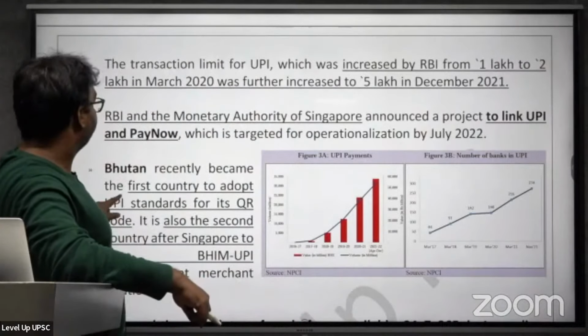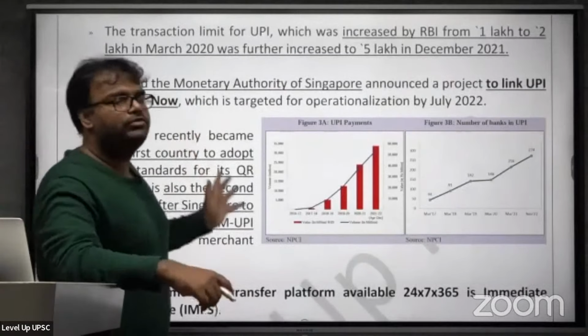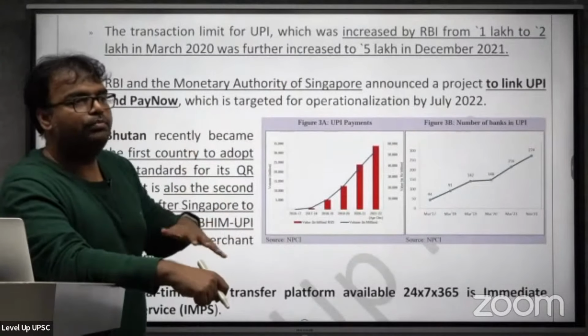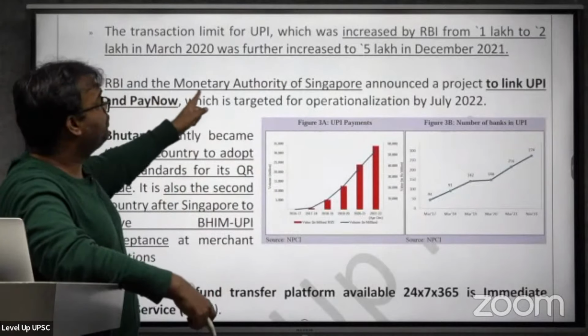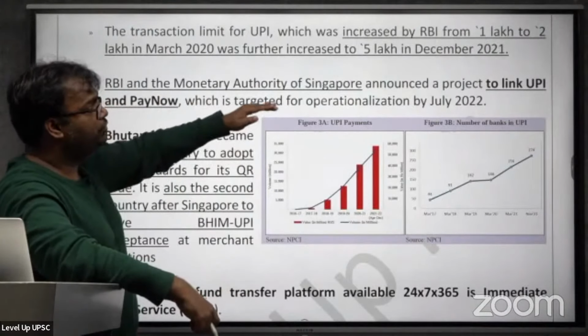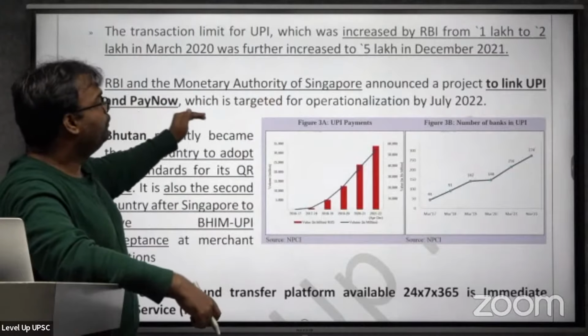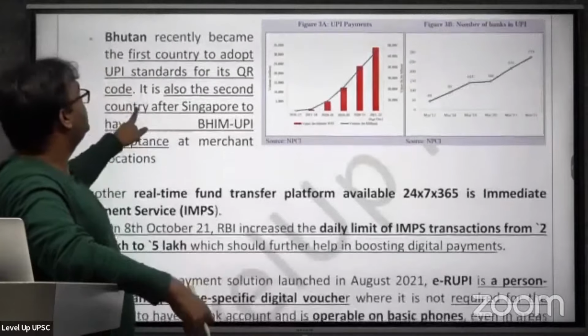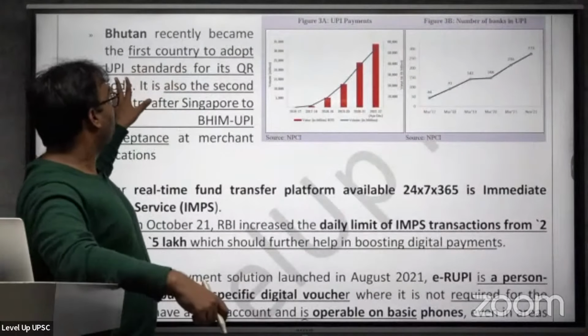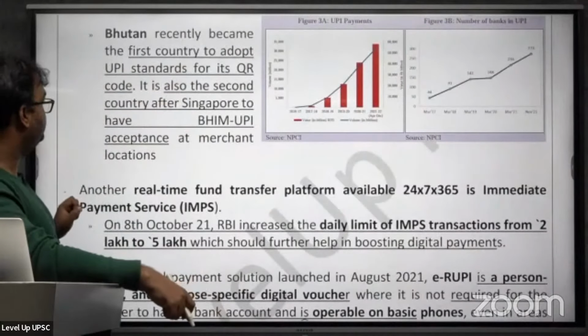In fact, UPI is also broadening its domain. It's now being used by other countries. For example, you would see that RBI and the Monetary Authority of Singapore have announced a project to link UPI and PayNow, which is targeted for operationalizing by June 2022. Similarly, Bhutan has recently become the first country to adopt UPI standards for its QR codes.